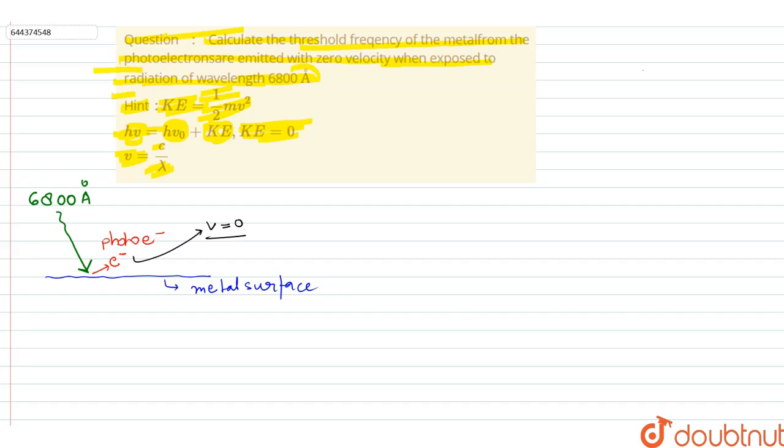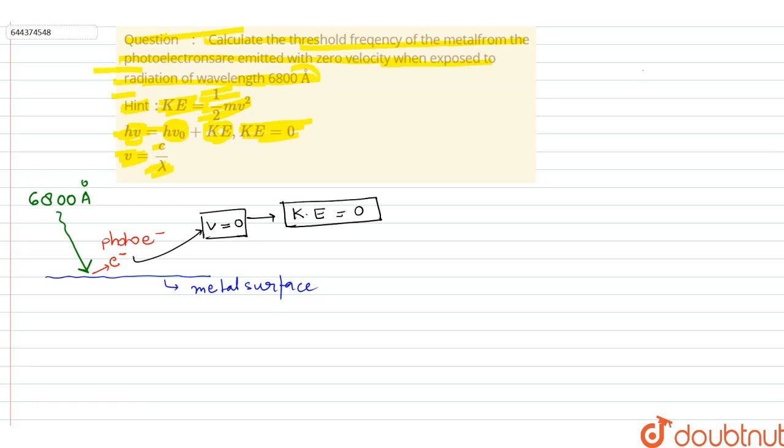Now since the formula of kinetic energy is half m v square, this electron will have a mass but its velocity is 0, hence kinetic energy will be 0, that is it will have no kinetic energy. So this electron is just emitted but it is at rest, that is it does not move. Now they are saying we have to calculate the threshold frequency of the metal from which the photoelectrons are emitted.